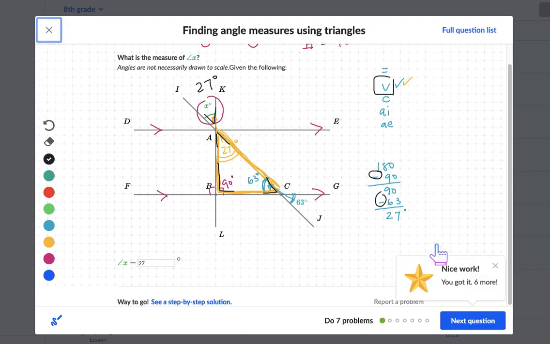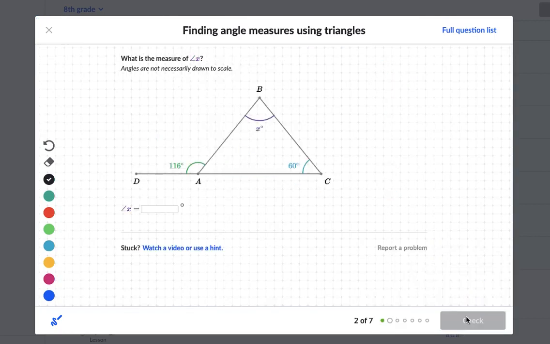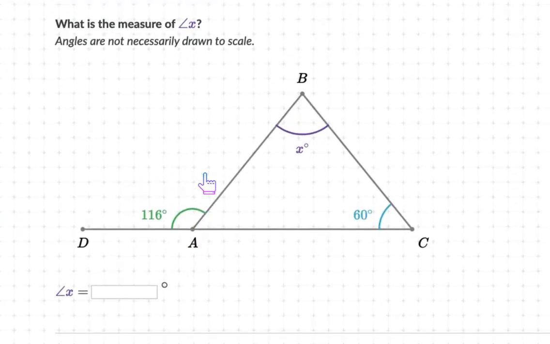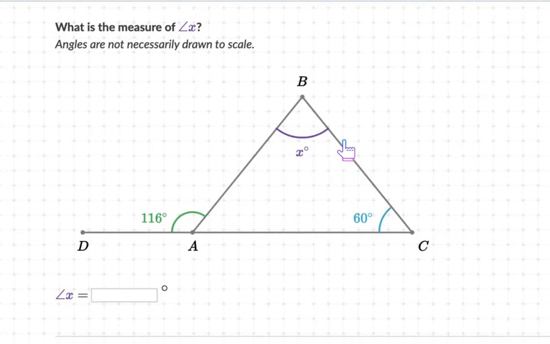And we got it. You could have probably also used other relationships. It's possible you can have a different method, but that's one way of solving that. Let's move on to one last one. This one says, what is the measure of angle X? So we need to figure out this angle right here.